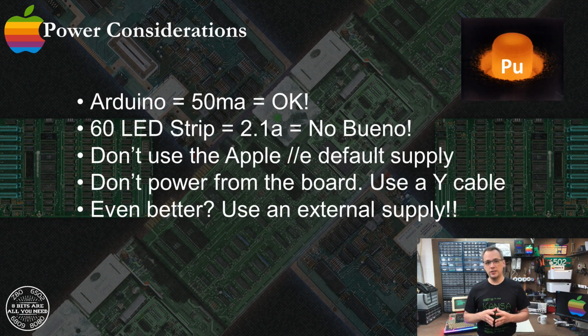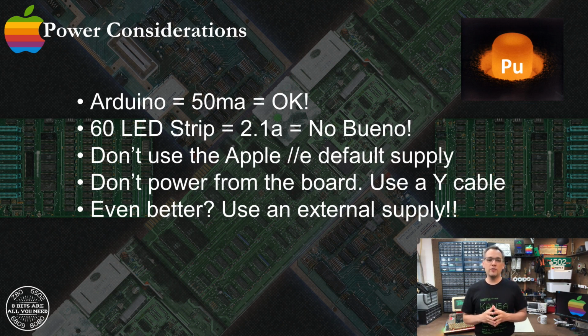So, how do we power these devices? At first, I thought we could just power them right off the Gameport, but that dream would be brutally smashed once I started looking into it in more detail. Here's the scoop. The Apple II spec says you can't draw more than 100 milliamps from the socket. Now, the Arduino is fine itself, it draws about 55 milliamps maximum. But a 60 LED NeoPixel strip at full brightness draws almost 2.1 amps by itself.